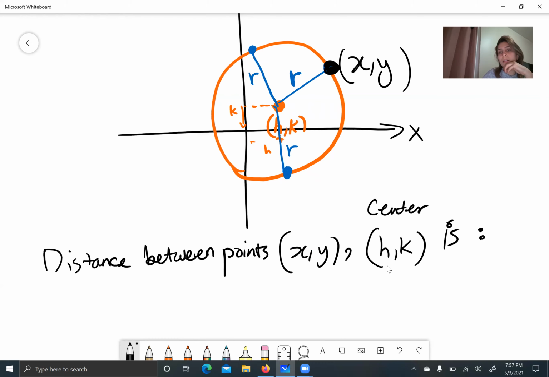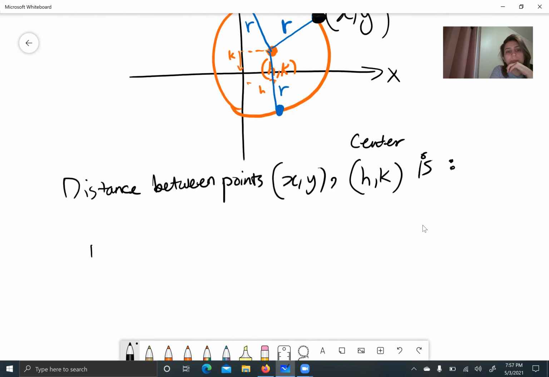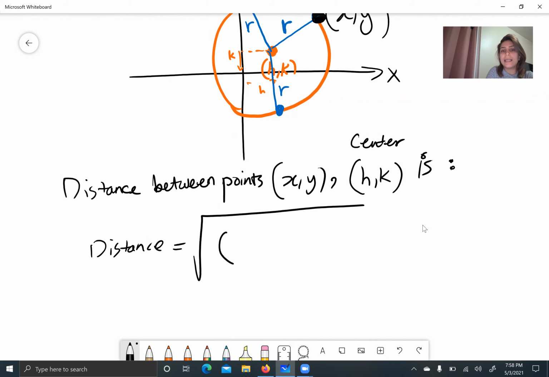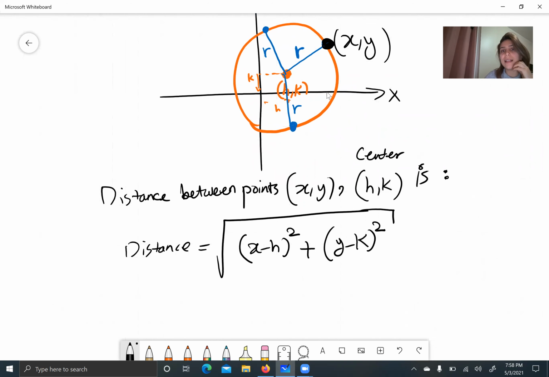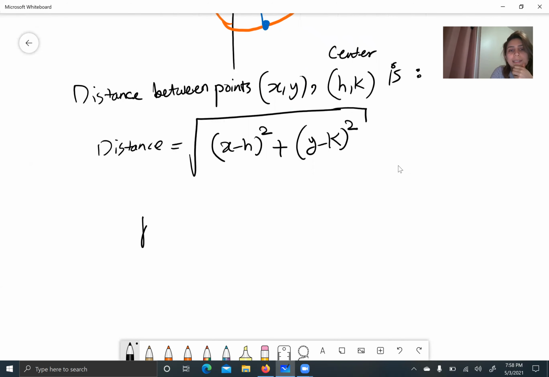What is the formula? We know that the distance between these two points is the square root of the difference in their X coordinates squared, plus the difference in their Y coordinates squared. And it happens that when you have a circle, this distance is always the value of the radius. That value is called radius. So this distance is R. So that's it. This gives us a formula for a circle.